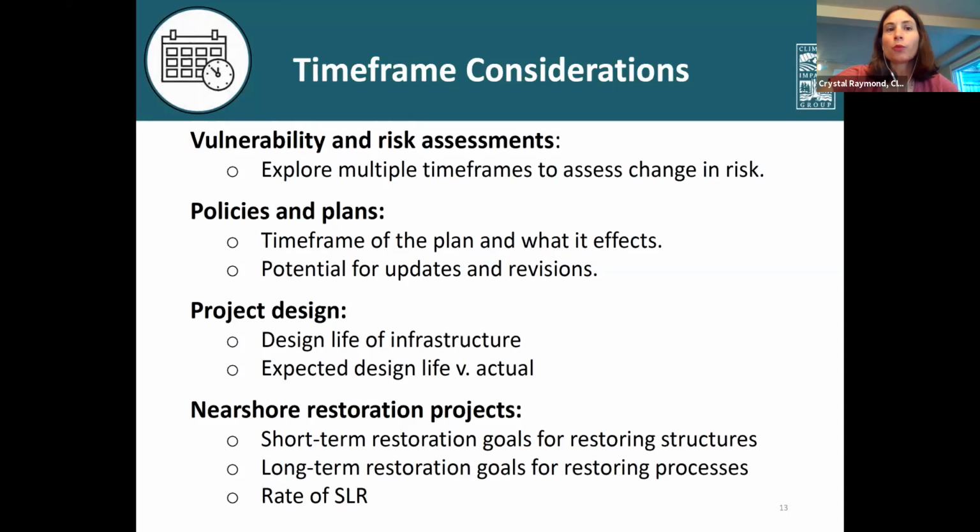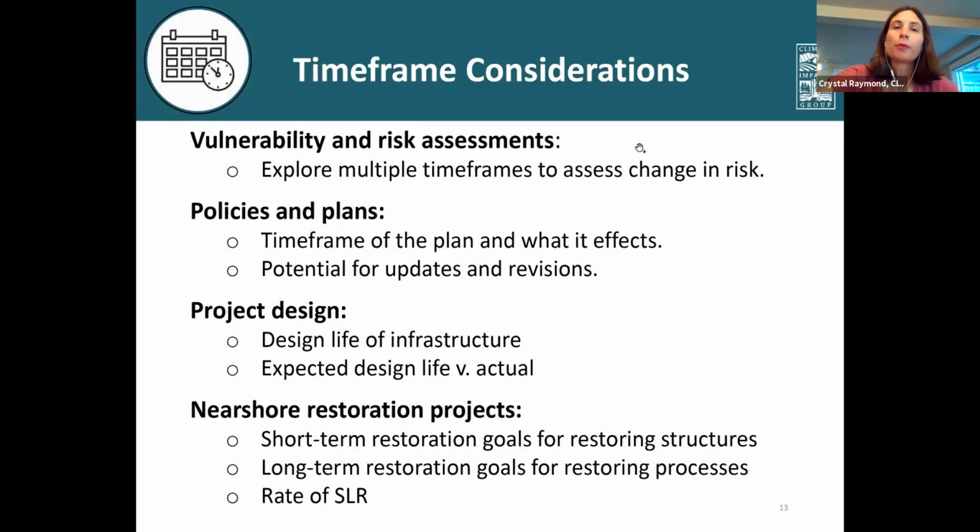But also consider what that plan affects. If it affects coastal development, are you looking at coastal development that may actually last much longer into the future besides the time frame of the plan itself, in which case you would want to look at a longer time frame. Another important consideration is potential updates and revisions. How often can your plan be revised or updated? If it's a fairly frequent revision schedule, then using more near-term timeframes may be appropriate. If it's difficult to revise a plan or update it in the future, then you might want to consider longer timeframes.